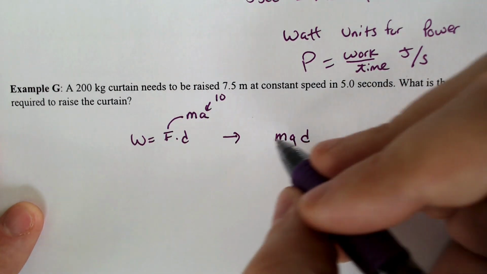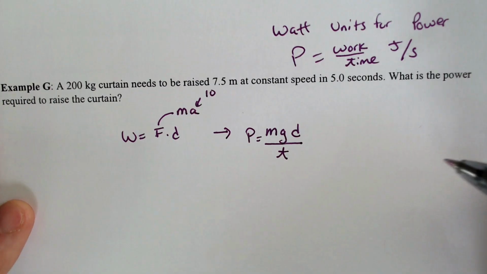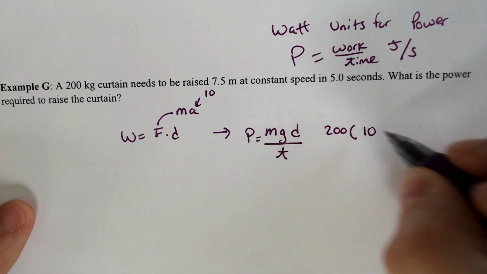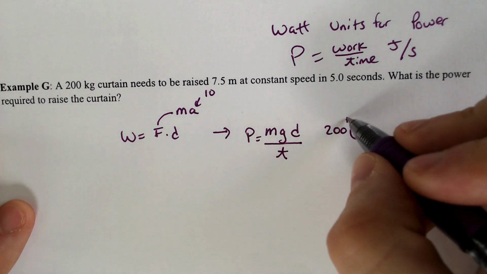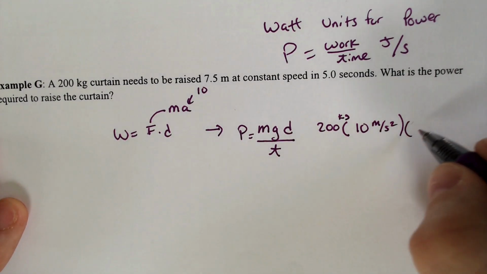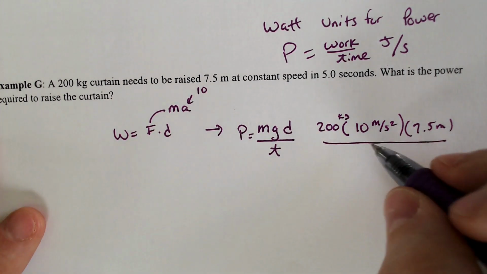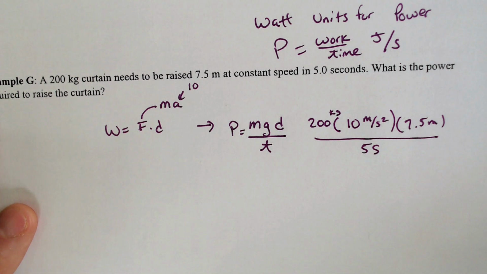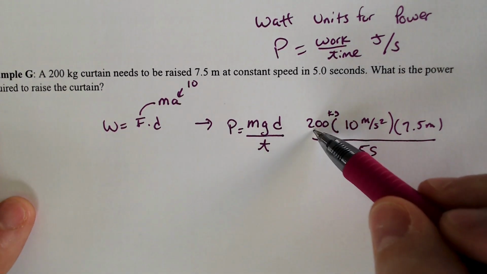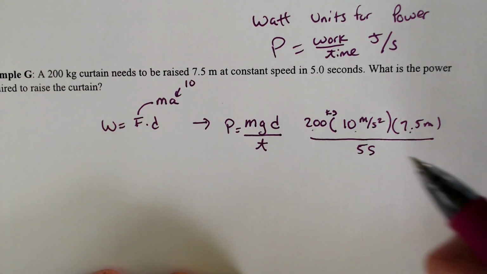And if we wanted to get our power, that would just mean you take your work and divide by time. So we got a mass of 200. We got gravity, which we're going to call 10 meters per second squared. Let's use the units: 200 kilograms, 10 meters per second squared, a distance of 7.5 meters. And then we would be dividing by 5 seconds because we want to do this over the time interval of 5 seconds.